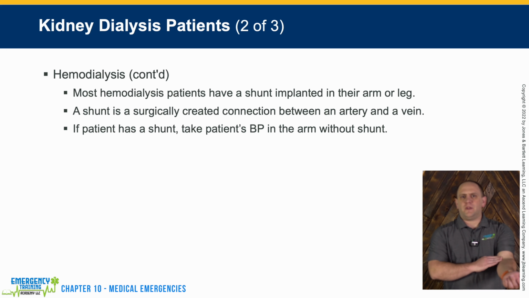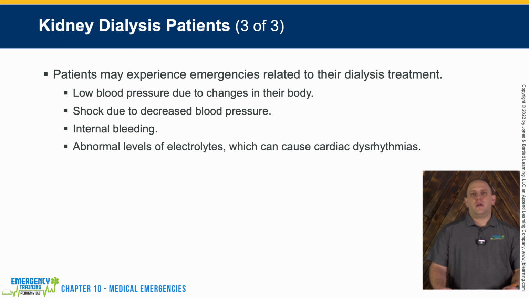Oftentimes you'll be able to feel it. So if you see any large lumps or nodules on their arms before you're taking a blood pressure, make sure and ask them if they do have a dialysis shunt, and if they do, just move to the other arm.